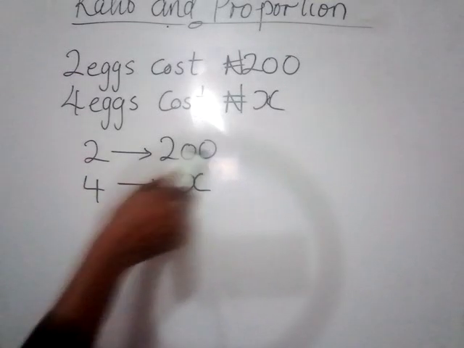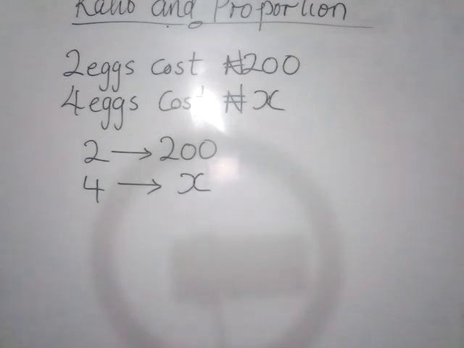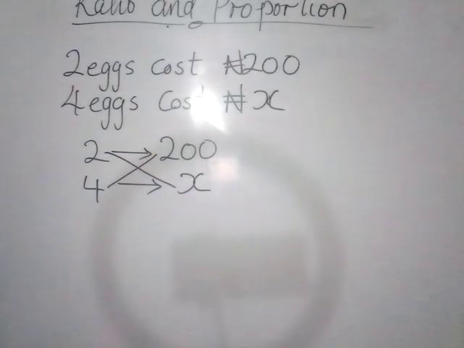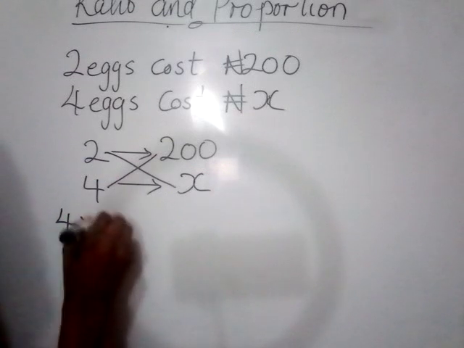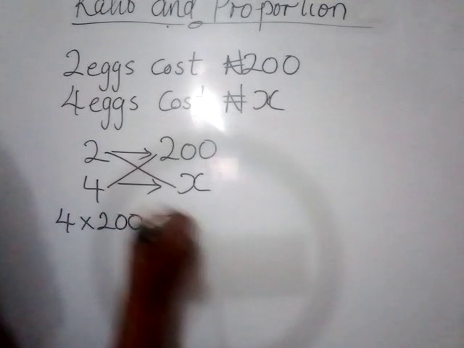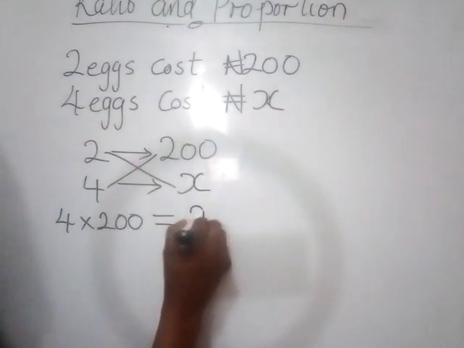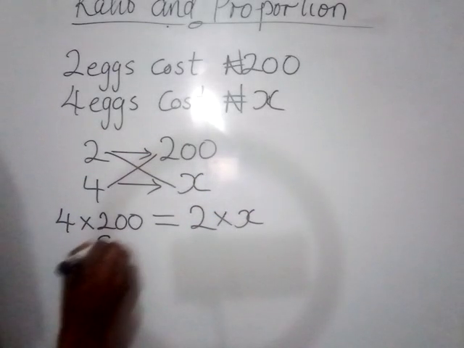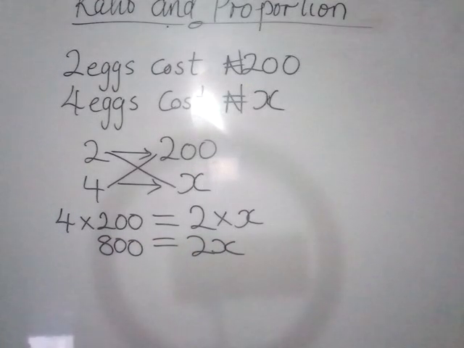Remember they are proportional. 2x cost 200, 4x cost how much? So you can write it out like this, 2 to 200 for 2x. Okay, and then the next thing you do here is you cross multiply. When you cross multiply, what do you have? You will have 4 times 200 is equal to 2 times x. So 4 times 200 is what? 800, and 2 times x is 2x.